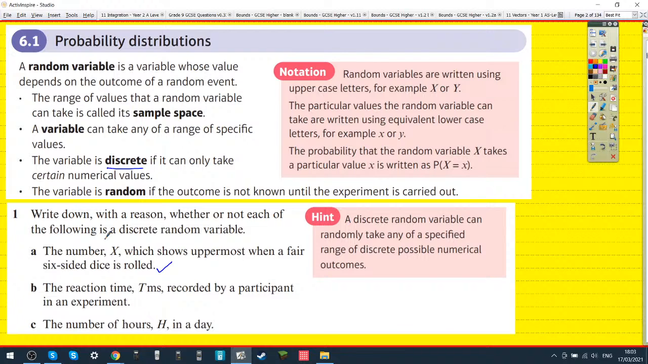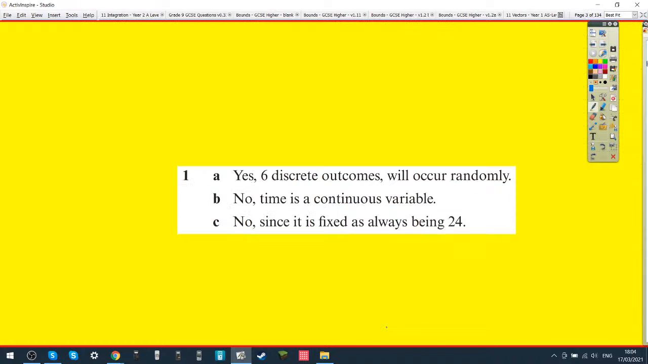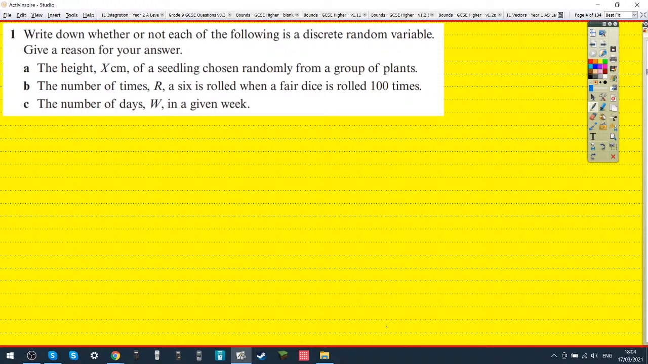Reaction time. Is that also random? It's random. Is it discrete? No. That is continuous. And the last one? It's not random. It's discrete, but not random. Okay, we get the idea. We did fine.